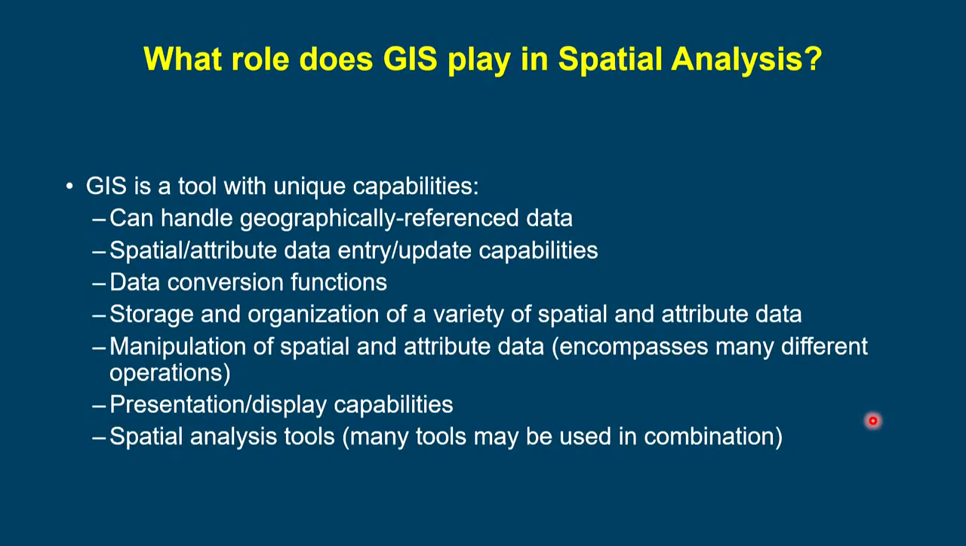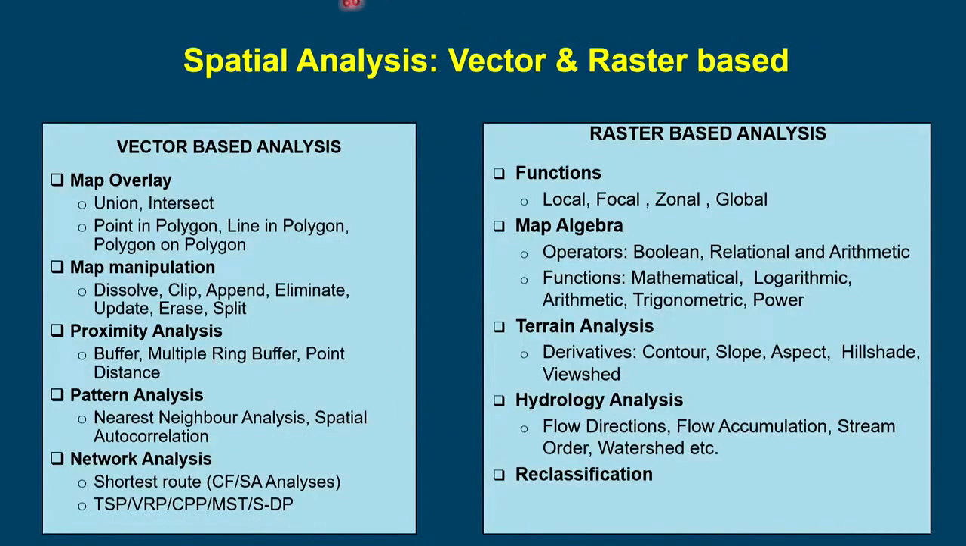Then what role does GIS play in spatial analysis? This is already explained. You can handle geographically referenced data sets. Spatial and attribute data entry and update capabilities are there in the GIS system. Data conversion functions are there. Storage and organization of a variety of spatial and attribute data. Manipulation of the spatial and attribute data. And then presentation and display capabilities are there with GIS systems, and spatial data tools are there. Those tools you can see now.